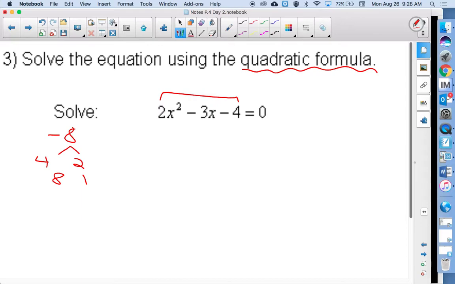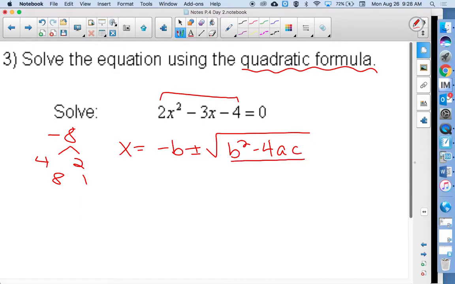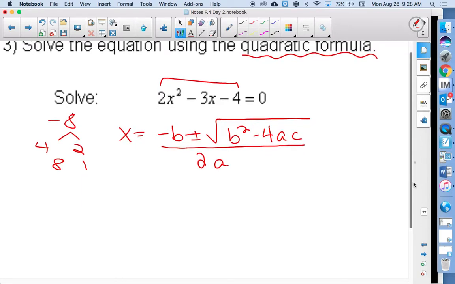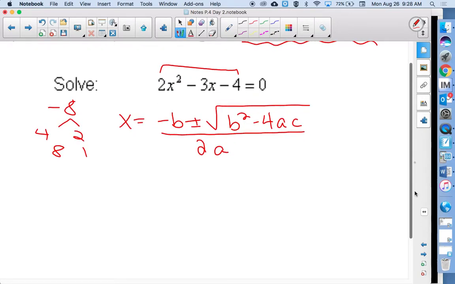So, does anybody remember the quadratic formula? Dylan, you remember? X equals negative b plus or minus the square root of b squared minus 4ac over 2a. Wow. Nice job. The quadratic formula works for any quadratic problem. So you could always use the quadratic formula if you really wanted to. It will solve anything that is x squared.